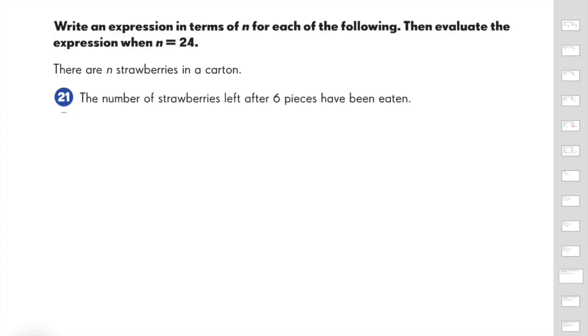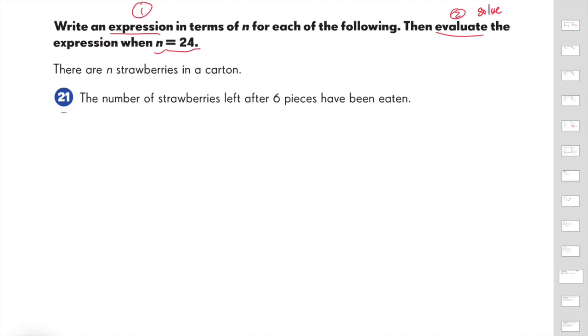This next part says, write an expression in terms of n for each of the following. Then evaluate the expression when n is equal to 24. So here again, we're going to be first writing an expression, and then second, we're going to evaluate it or solve the expression if n is equal to 24.